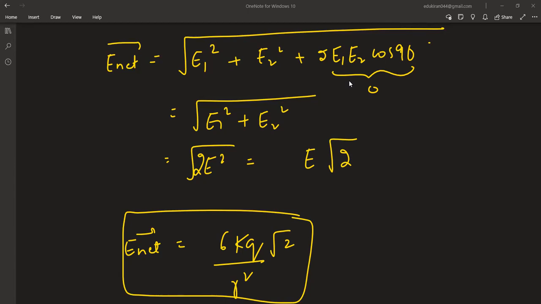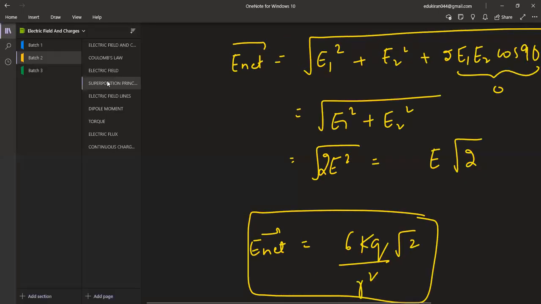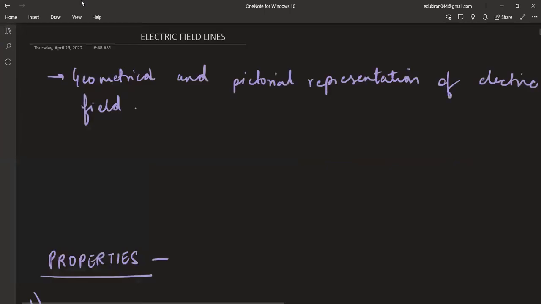Okay. Electric field lines is a short topic, and it's a very light topic. And a single question only comes from electric field lines, that is, write down the properties of electric field lines. So let us just discuss electric field lines. Superposition principle is over. These types of questions are only present in superposition principle. Now, electric field lines is a very simple topic. This is just a geometrical and pictorial representation of electric field.